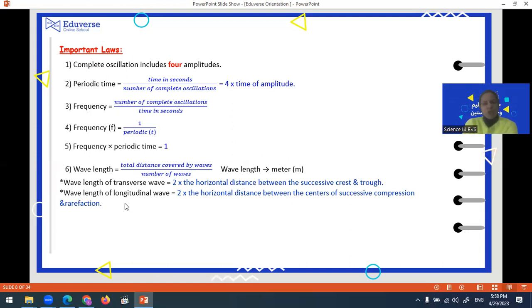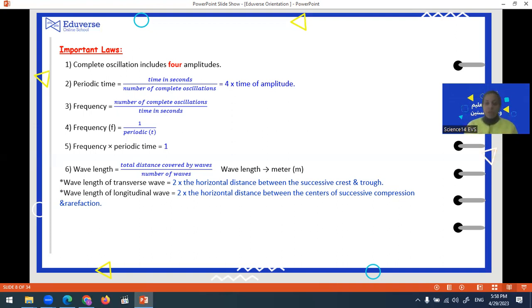Okay, we have two types of waves. For example, if we want to find the wavelength of the transverse wave, it will be equal to 2 times the horizontal distance between what? Between the successive crest and trough. It's the midway. We said in the definition that the wavelength of the transverse wave is the distance between two successive crests.